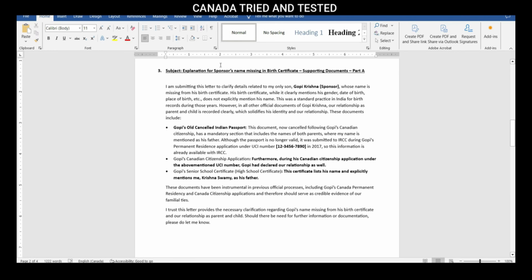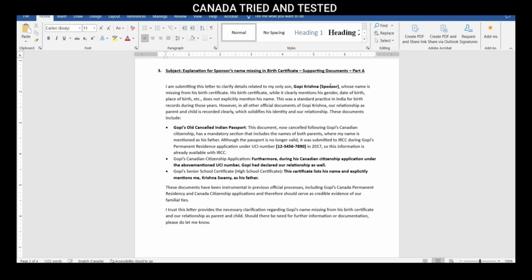Coming to the explanation for sponsor's name missing in birth certificate, supporting documents, part A, you can see this is the third explanation which has been given. So missing birth certificate, missing passport, and then not having sponsor's name. Just to give you a background, in India, when a child is born, typically the name is not immediately given in the birth certificate. So it is mentioned as son or daughter of so and so. That's how it is, because in India we follow tradition where after the child's birth, we would look at numerology, astrology, and then come up with the name.